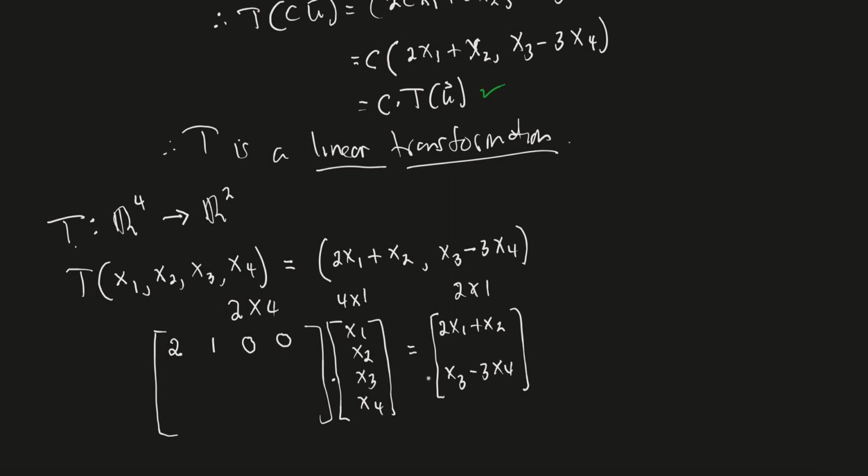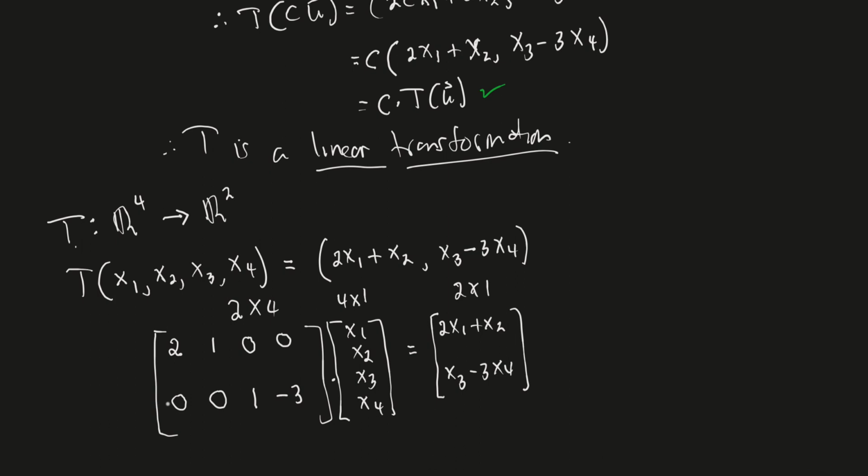And then think about it. So now, what would I need? What numbers would have to be in the second row of my matrix? Well, there is no x1, so I'd have to have a 0 there. There is no x2, so I'd have to have a 0 there. There is a 1x3, so I'd need to put a 1 in that position. And then there's a minus 3x4, so I'd have to put a minus 3 in that position.